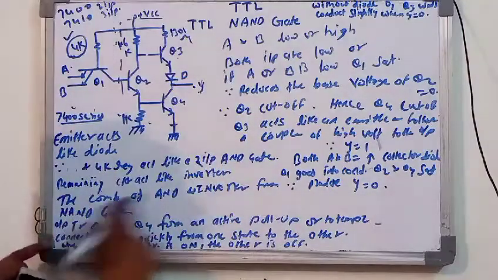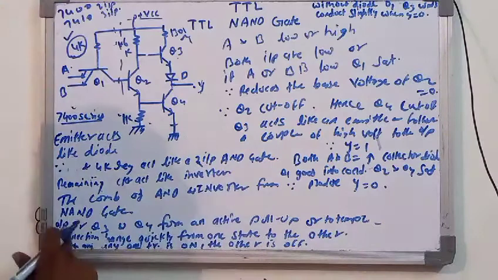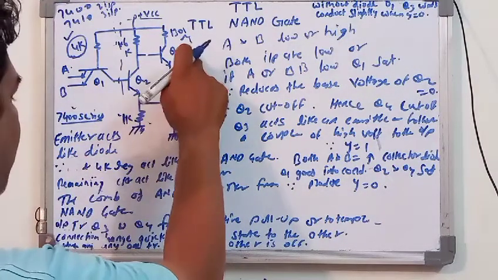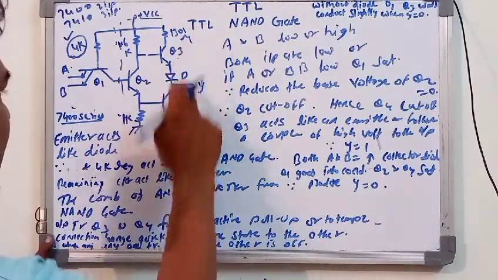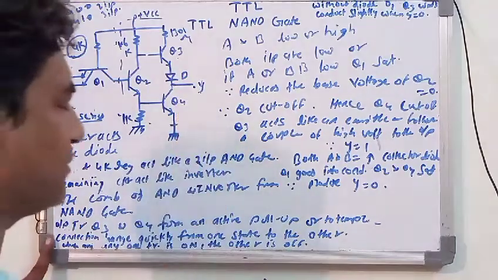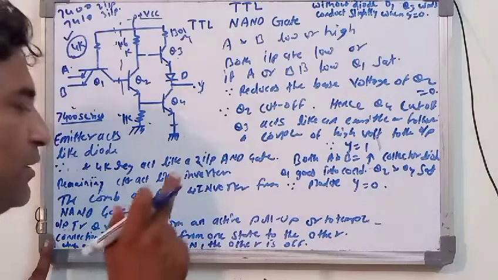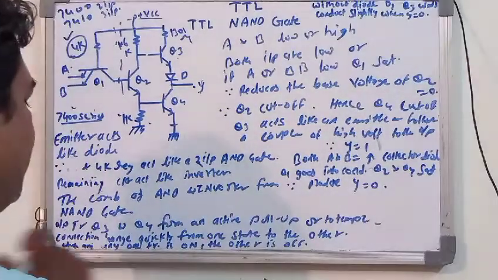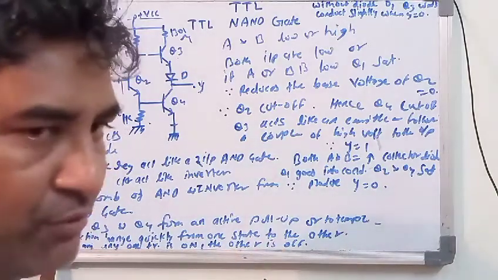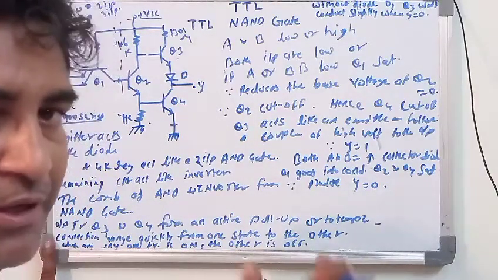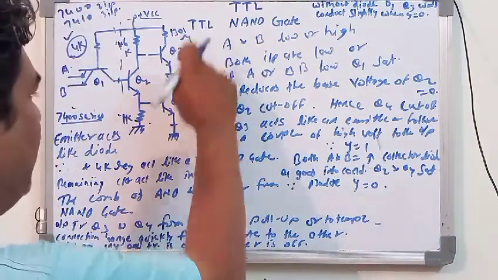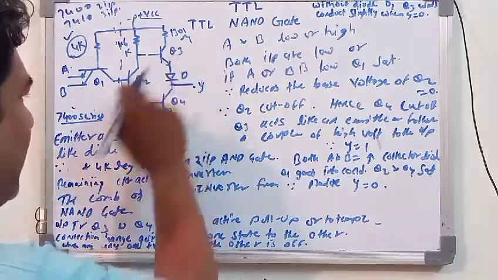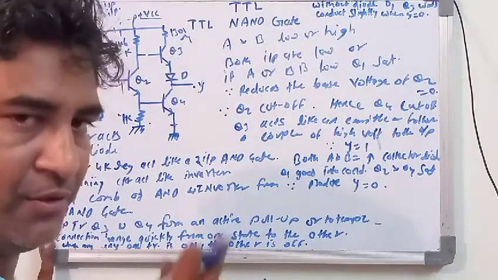Now the combination will give you the NAND gate. This is the output transistor Q3, and Q4 forms the active push-pull or totem pole output. The connection changes quickly from one state to another state. Between Q3 and Q4, a diode is connected. Okay, you know the diode.